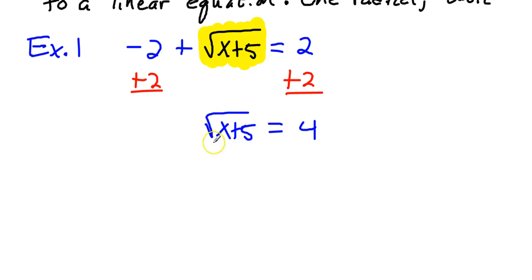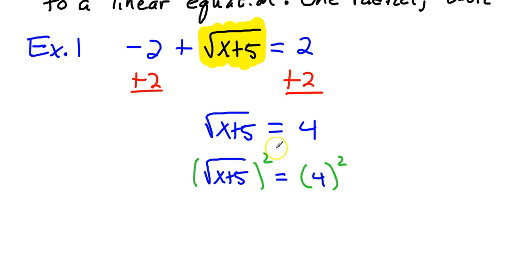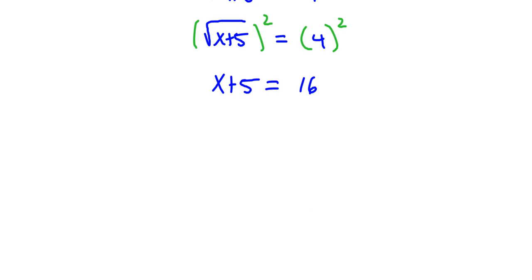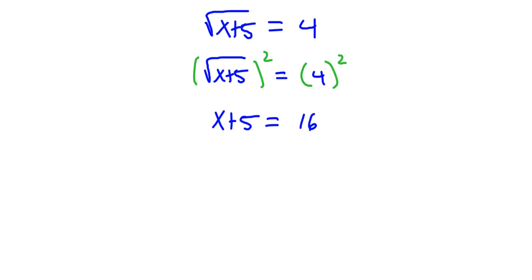And now you've got the square root by itself. Everything on the outside of the square root's gone, so now you can take this and square both sides. So now you've got square root of x plus 5 squared. And again, when you square the square root, they cancel out. You get just the x plus 5. 4 times 4 is 16. And then from there, you've got to subtract 5 from both sides, so x would equal 11.